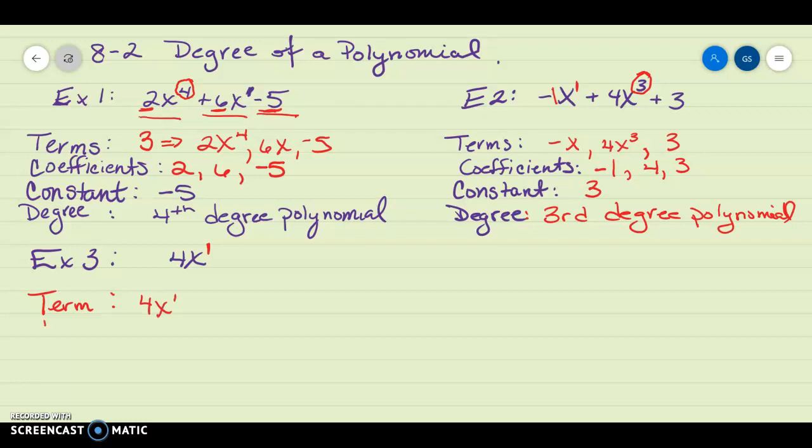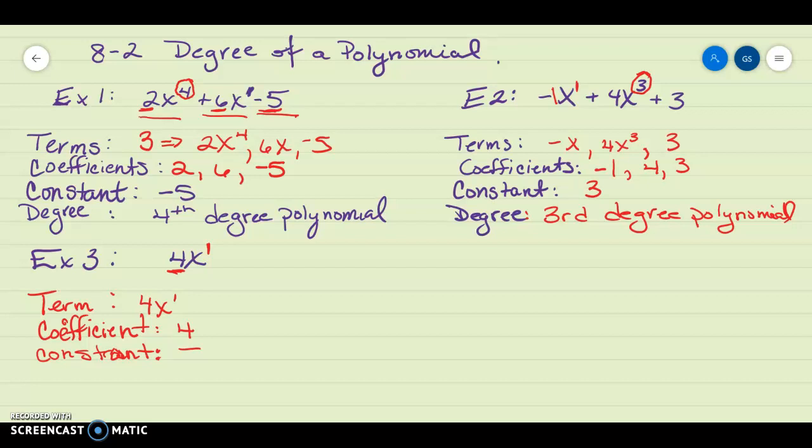The coefficient, there's only one, and that coefficient is 4. It's the number before the variable, the big number. All right, the constant. If you had to name a constant, it would be 0. But I think we'll just leave that alone. There is no constant in this one.